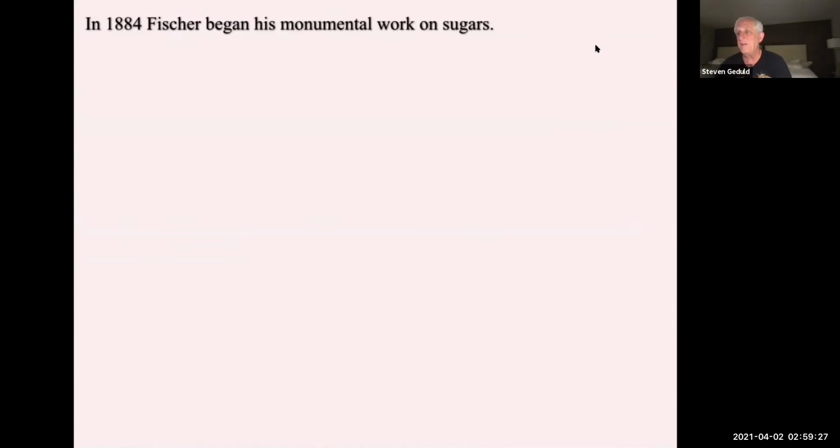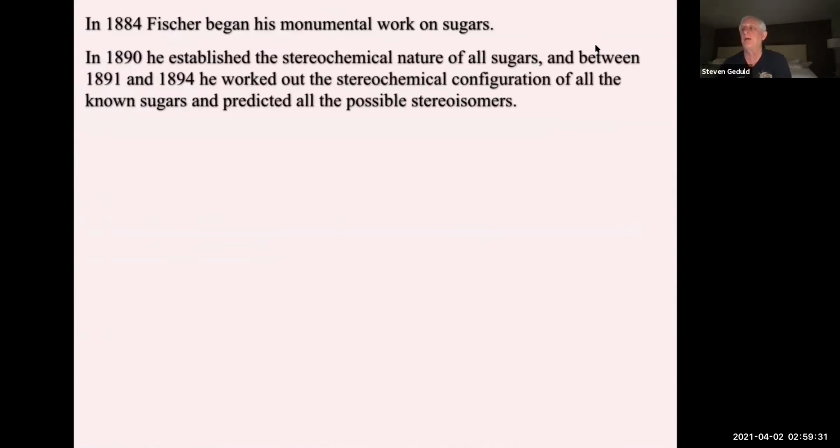In 1884, he began his monumental work on sugars. In 1890, he established the stereochemical nature of all sugars. And between 1891 and 1894, he worked out the stereochemical configuration of all the known sugars and predicted all the possible stereoisomers of those sugars.